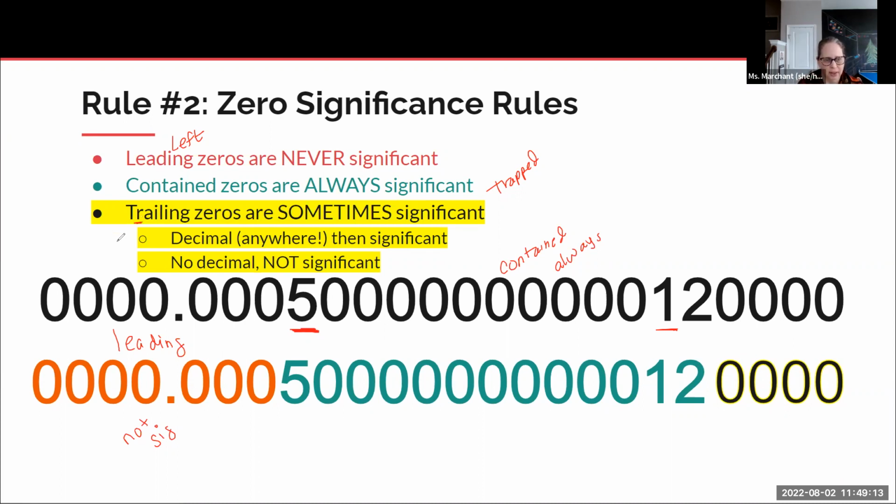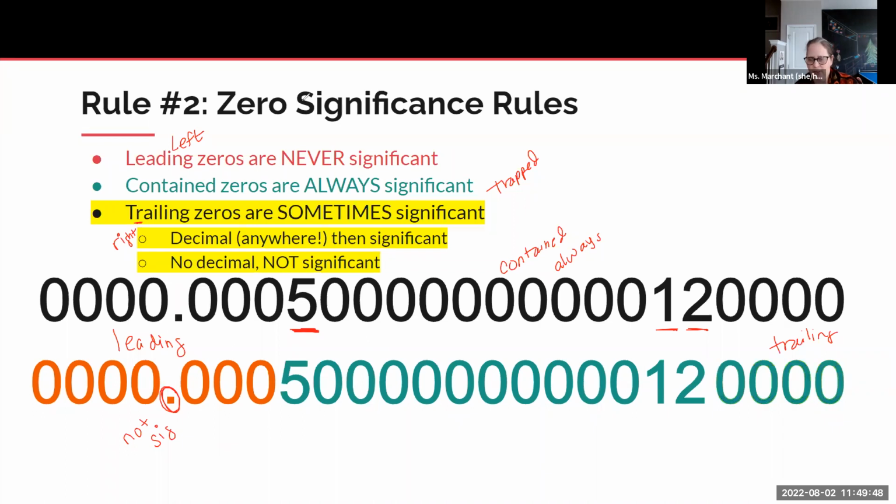Trailing has an R in it for on the right. Trailing zeros are on the right of your last non-zero. So 2 is my last non-zero when we read left to right. And so those last zeros to the right of that are our trailing zeros. And they are sometimes significant. So this is the one you have to pay attention to. If you see a decimal, then it's significant. And notice my decimal is way over here on the left. It does not matter where the decimal is. If you see a decimal, it is significant. So we're going to change those to green.